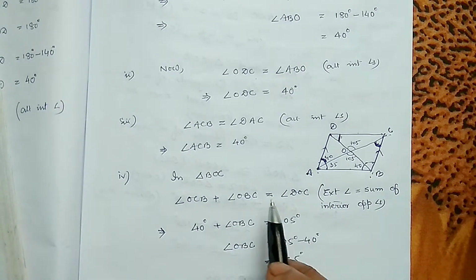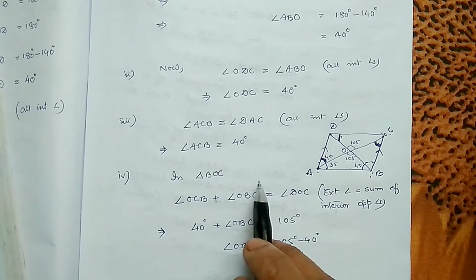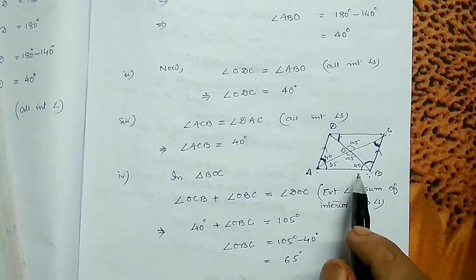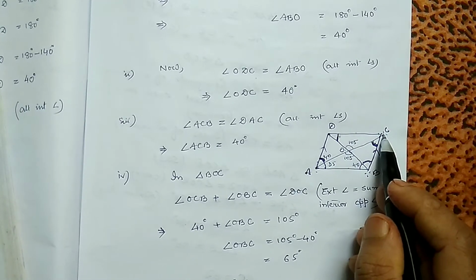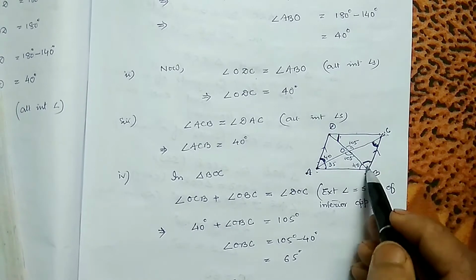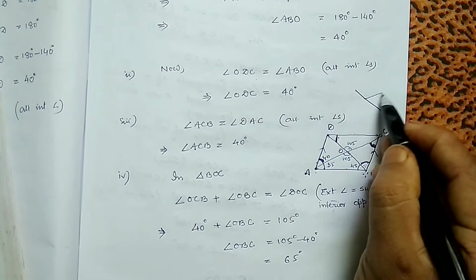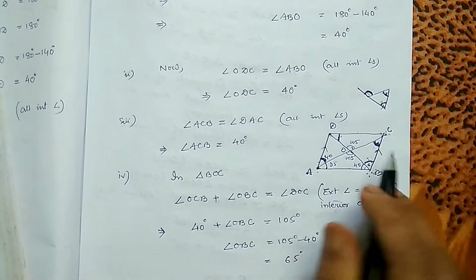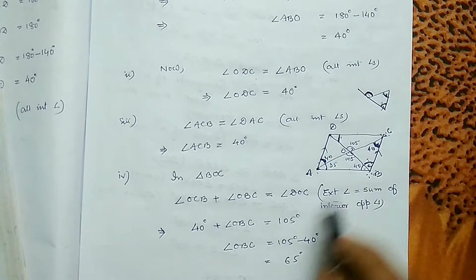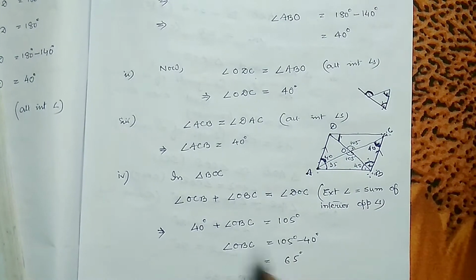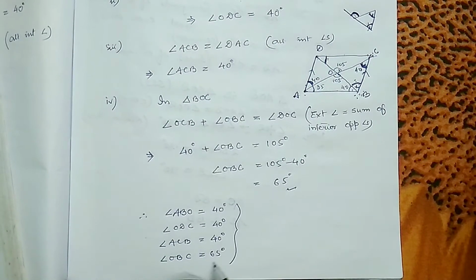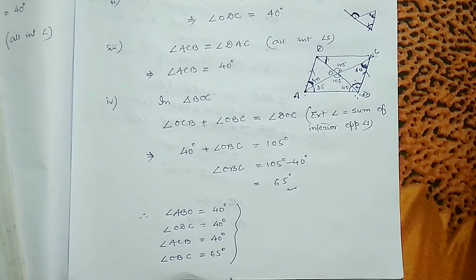And in the fourth part, we have to calculate angle CBD. That means CBD we have to calculate. Clear? Now in triangle BOC, we know the exterior angle equals the sum of the interior opposite angles. Suppose we have a triangle like this: this angle plus this angle must be equal to the exterior angle. This one is 40, so 40 plus OBC equals 105. So OBC will be 105 minus 40, and 105 minus 40 is 65. This way we got all the angles. So the first one will be 40, the second one 40, the third one 40, and the fourth one will be 65.